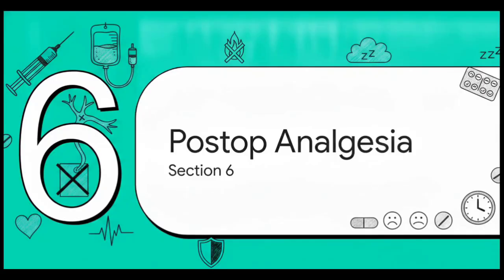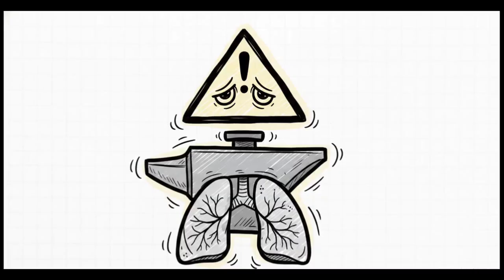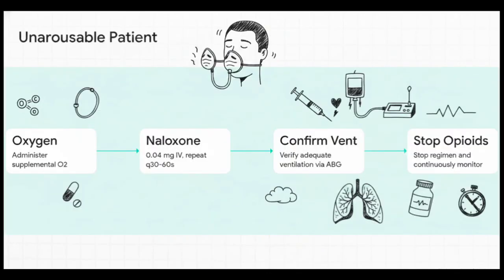Section 6, Postoperative Analgesia. Opioids like fentanyl, morphine, and hydromorphone are obviously the workhorses for post-op pain control, but we need to zero in on the single greatest hazard here: oversedation leading directly to respiratory depression and apnea. That is your absolute biggest risk in the surgical population. So what do you do if a post-op patient is unarousable but spontaneously breathing? The rescue protocol is highly specific.